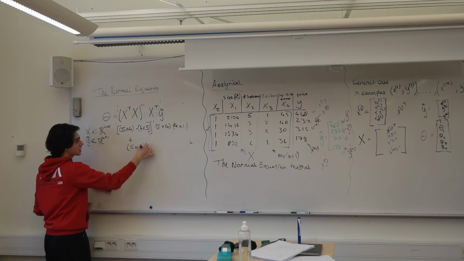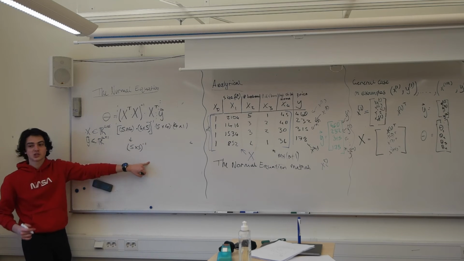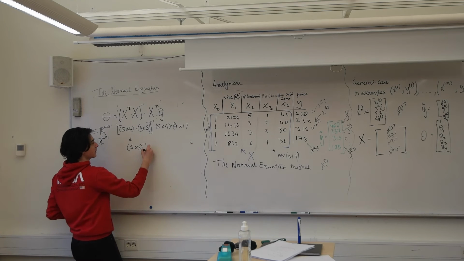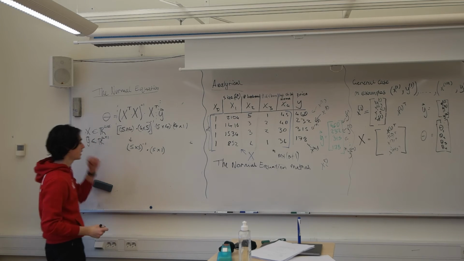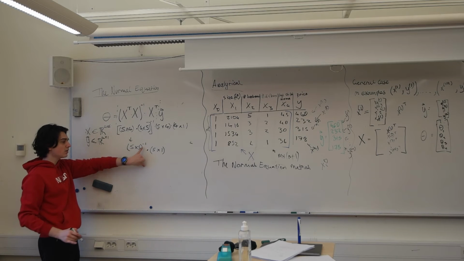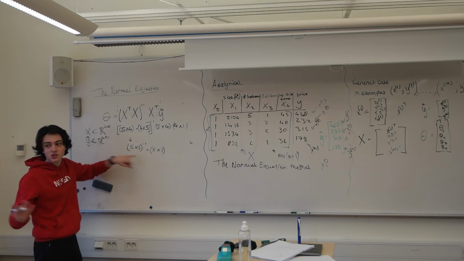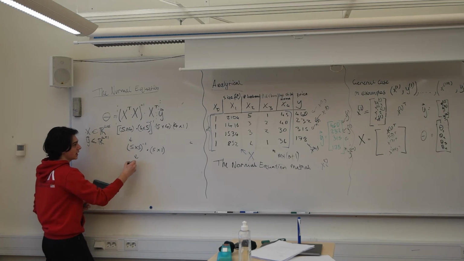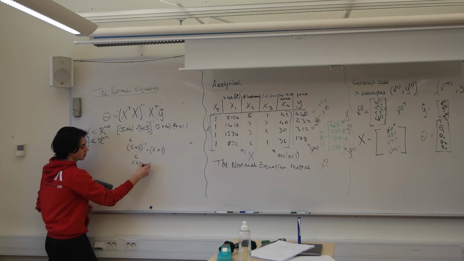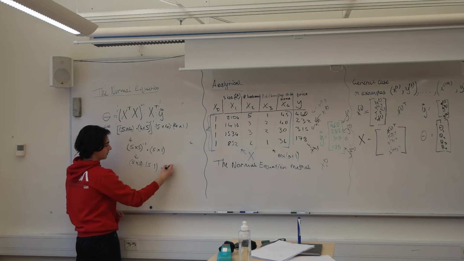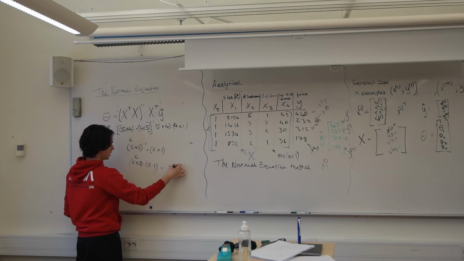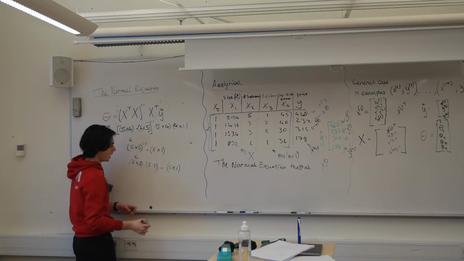By the way, these are just dimensions, nothing else. They're not numbers per se. This is going to be a 5 by 1. Now, if we take the inverse of a square matrix, it's still going to be square. So this is still going to be a 5 by 5, and this is going to be a 5 by 1. So what we're going to result in is a 5 by 1 matrix.